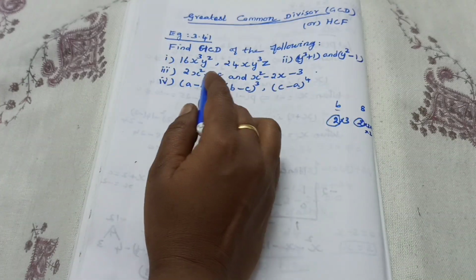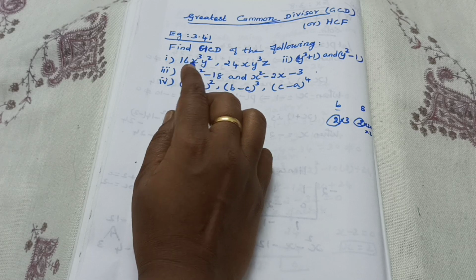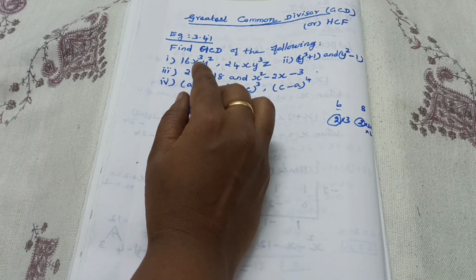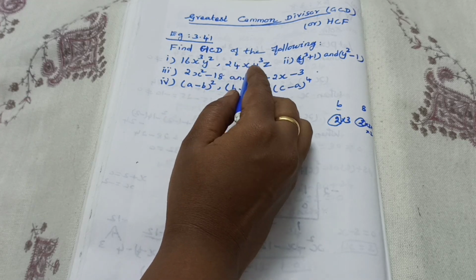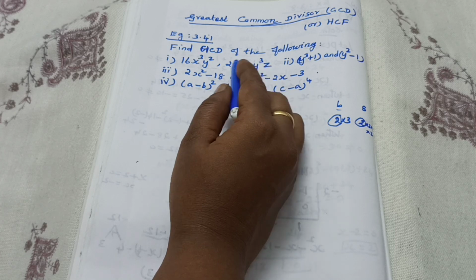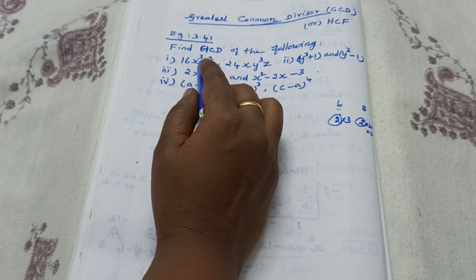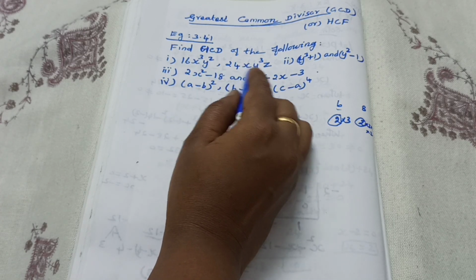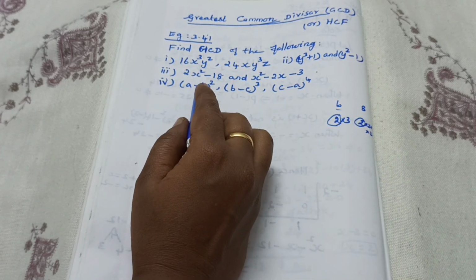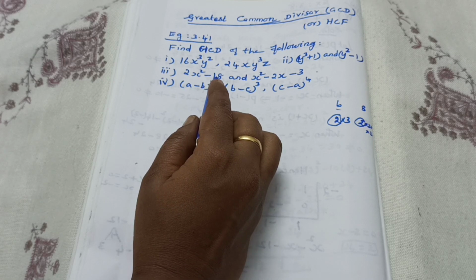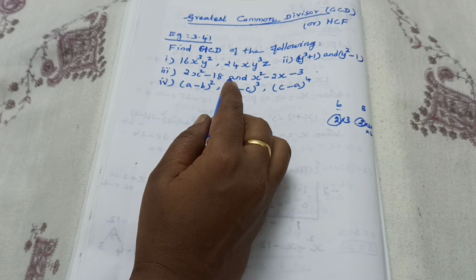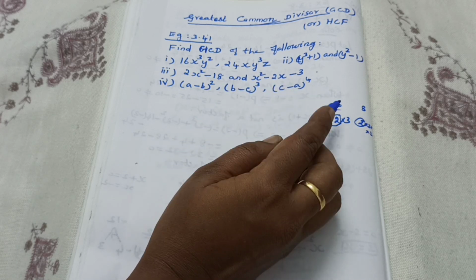Then here variables are also given. First find the GCD of the following. First one, 16x cube y square and 24x y cube z, isn't it? This is a monomial, only one term. Here only one term is there. Two monomials are given. What is GCD? Greatest common divisor.